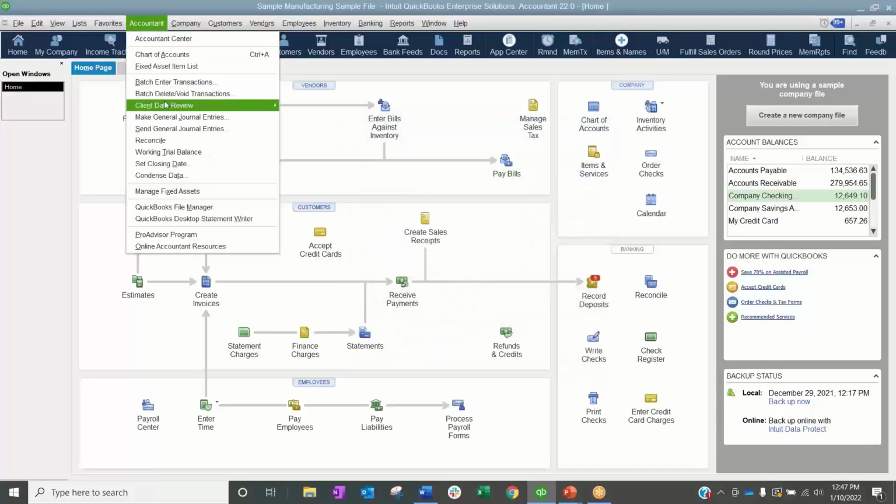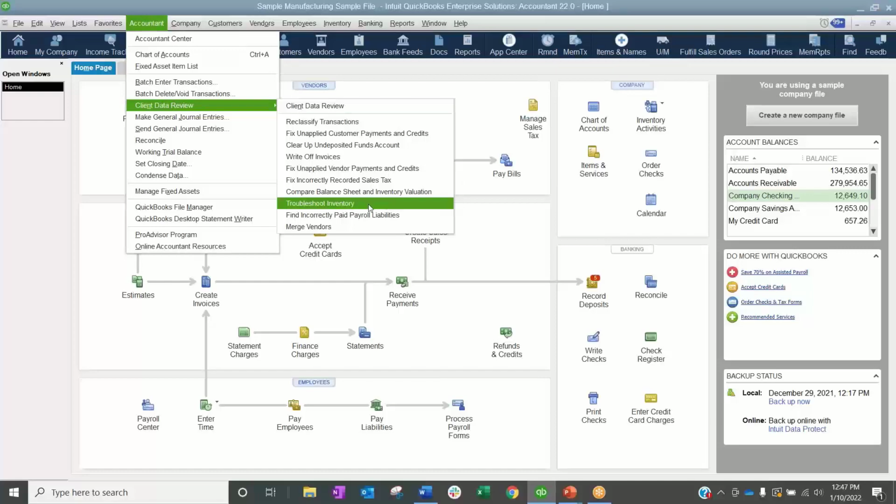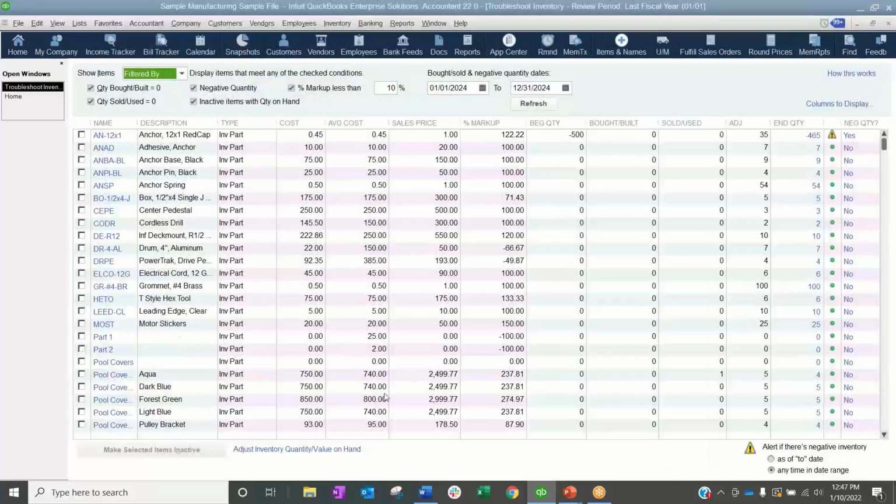Under the Accountants section, we have Client Data Review, and we have Troubleshoot Inventory. So this is a really powerful report as well. It's a dashboard, but it's really a powerful report. And you could get there also by dropping into Excel, right, as well. But what you want to do in here is you're looking at all items, and I suggest going back for all time the first time you do this.